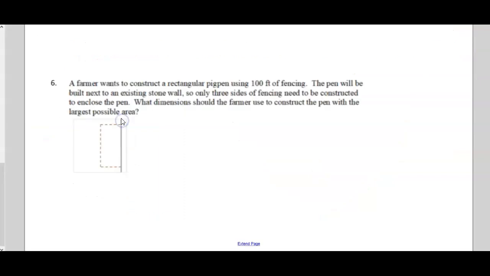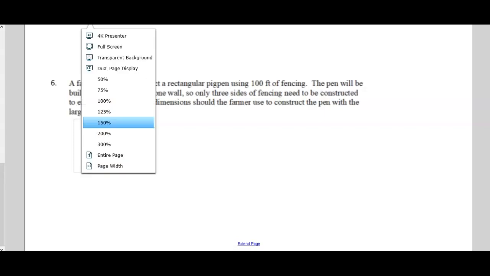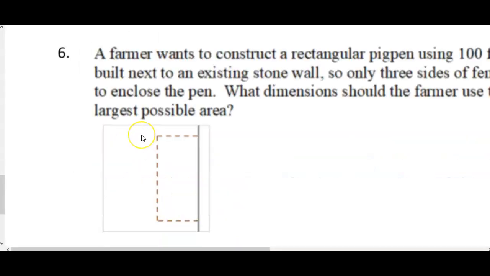All right, number 6. A farmer wants to construct a rectangular pig pen using 100 feet of fencing. The pen will be built next to an existing stone wall. So only 3 sides of fencing need to be constructed to enclose the pen. What dimensions should the farmer use to construct the pen with the largest possible area? So let me zoom in real quick. So we've got these 2 sides right here.